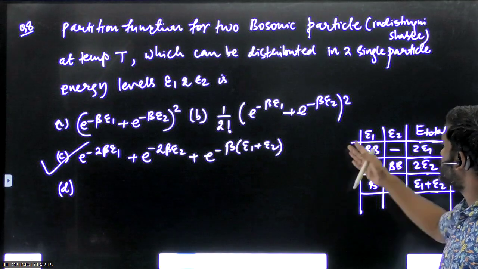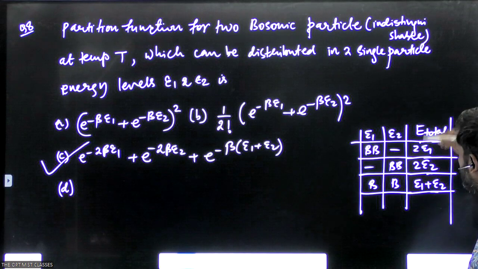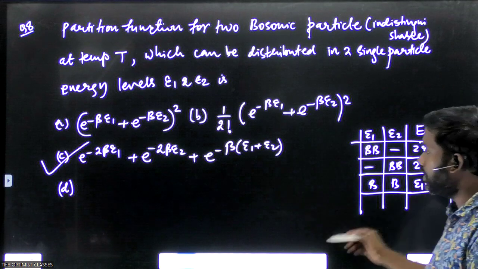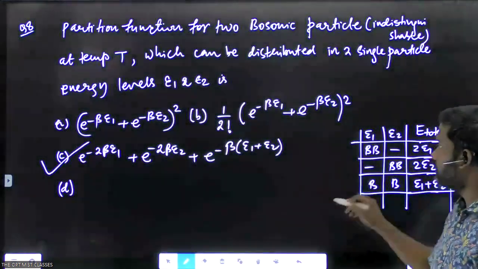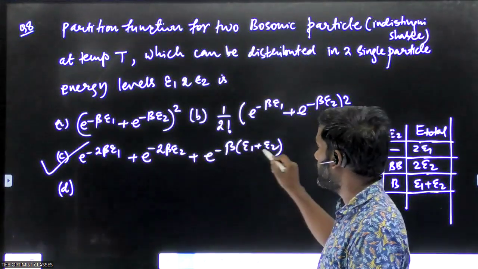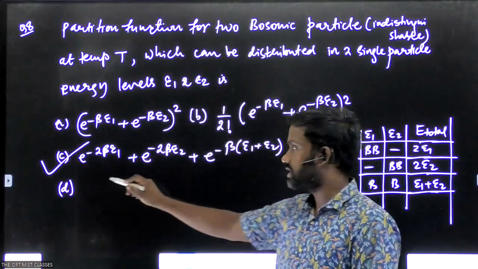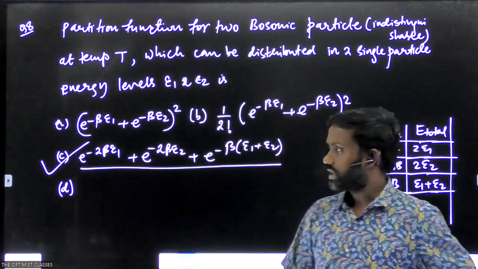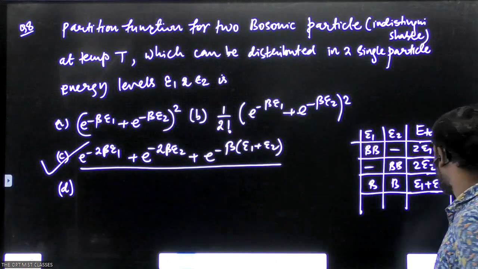Okay, so if you consider the distribution of particles in the two energy levels, according to that you get total energies 2 epsilon 1, 2 epsilon 2, and epsilon 1 plus epsilon 2. So the correct answer will be the one in which these energies are present. You see that 2 epsilon 1, 2 epsilon 2, and epsilon 1 plus epsilon 2 are present in option C. So option C, this type of option, will be correct.